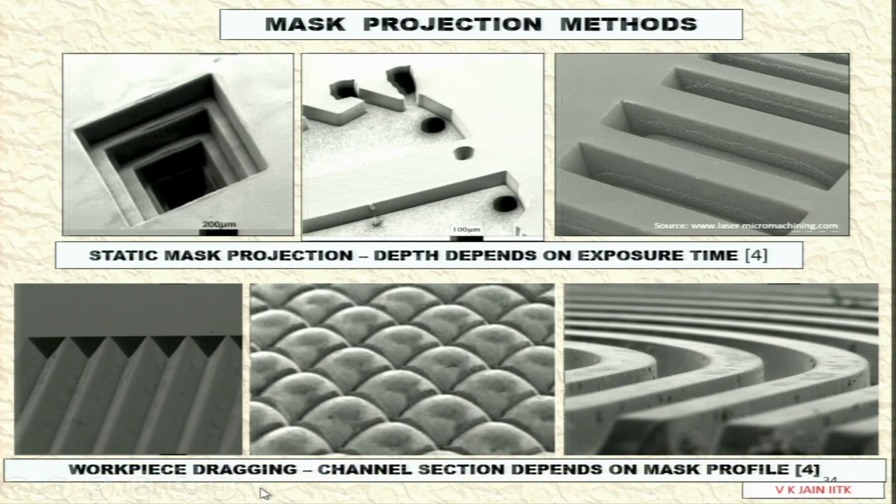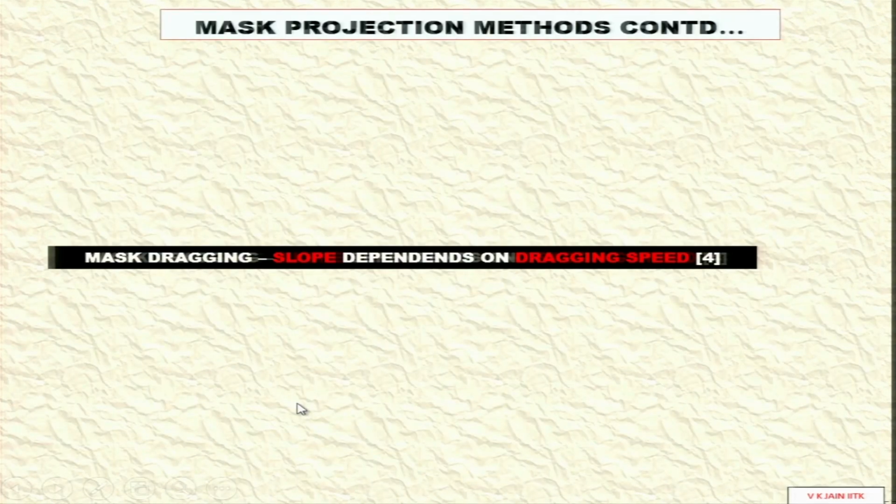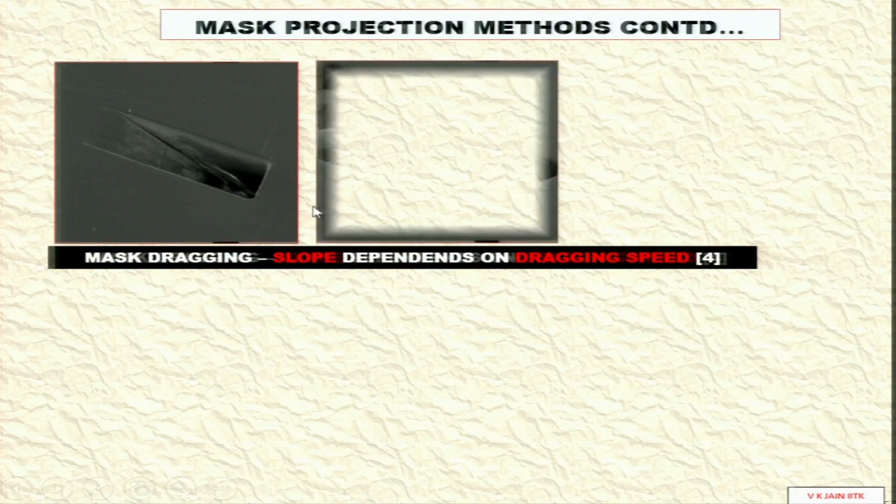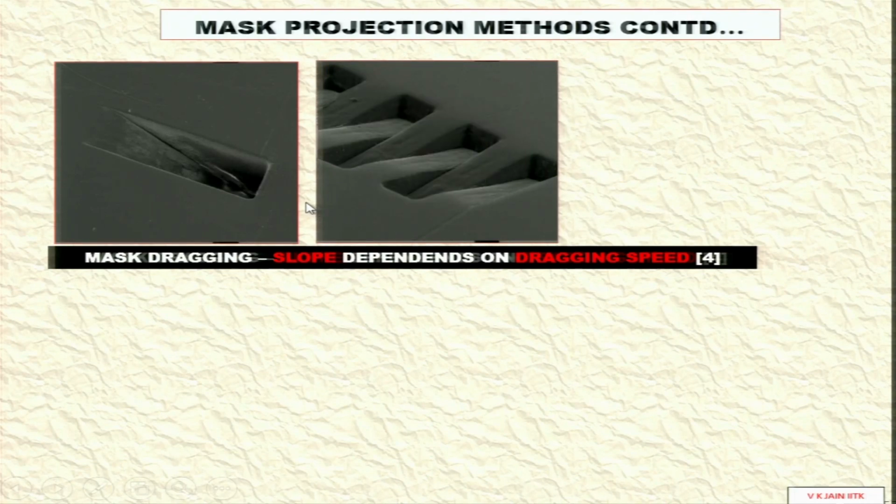Workpiece dragging: channel section depends on mask profile. Whatever the mask profile is, based on that you are removing the material and creating these features. Mask dragging: slope depends on dragging speed. So this is what you are getting based on the dragging of the laser beam or moving of the workpiece and keeping the laser stationary; you can create these kinds of features. Very nice features created over here.